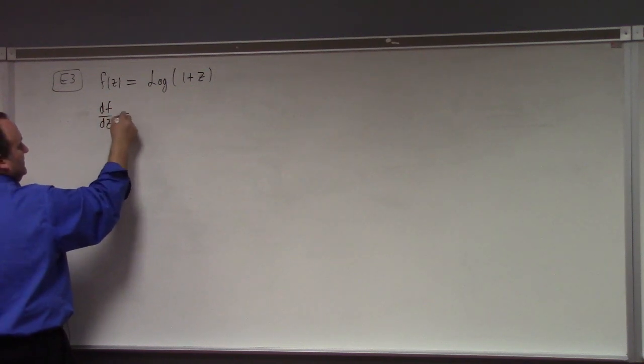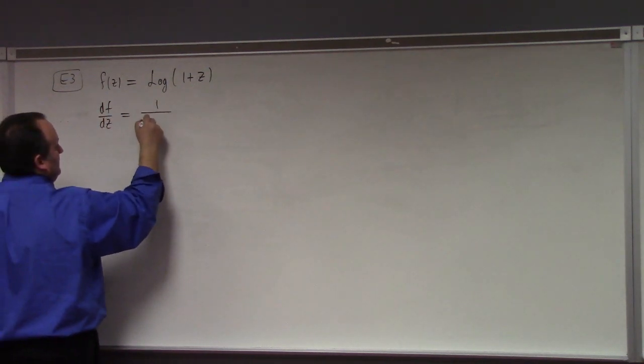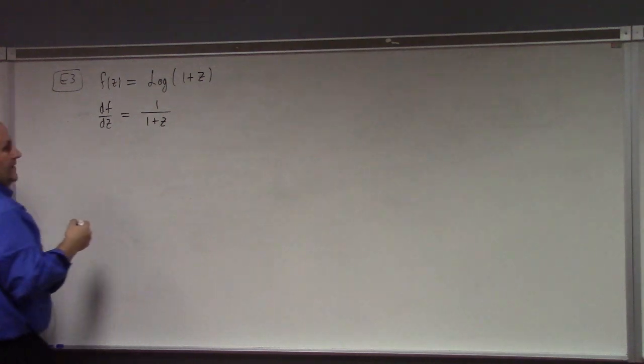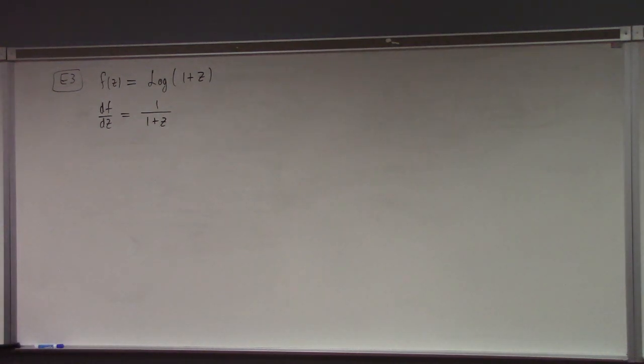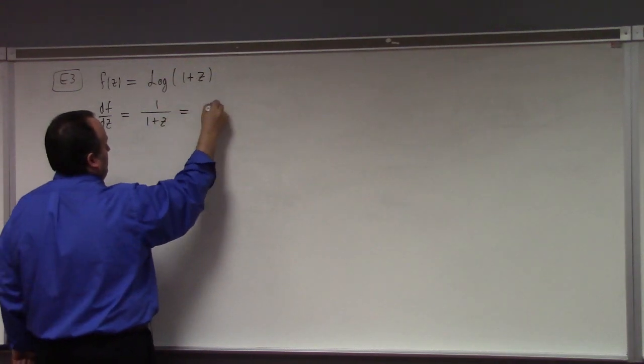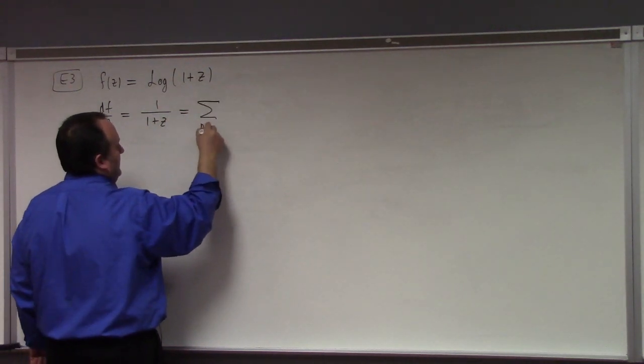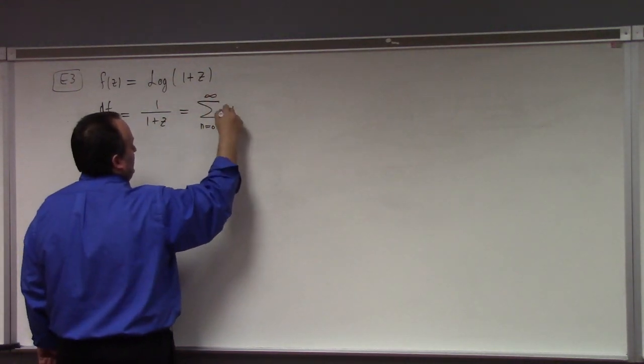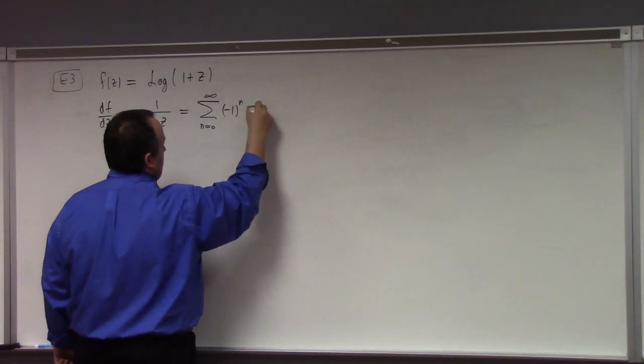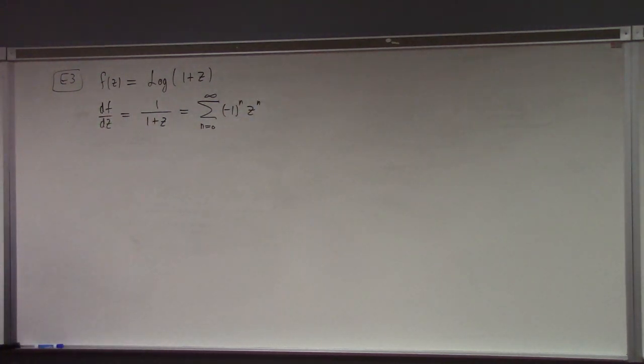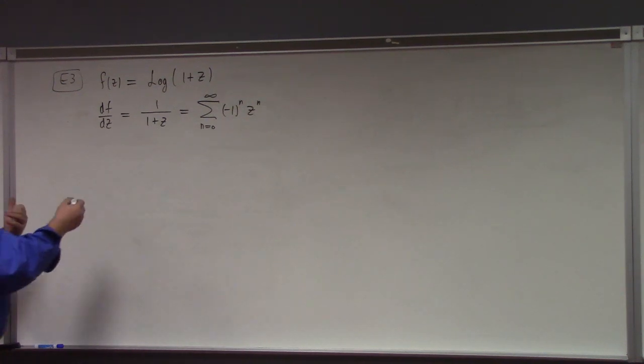I get df/dz is 1 over 1 plus z. Aha! But that is geometric. So this is the sum, n equals 0 to infinity, (-1)^n z^n. Now, I'm trying to find the power series for the original function, right? So what did I do? I differentiated, I found the power series, now what do I have to do to get back?